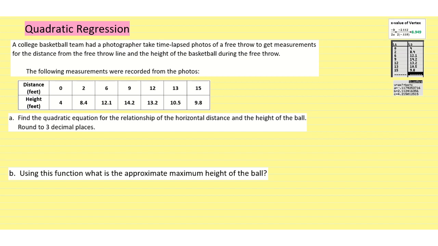Hello, this is Charlene. We are going to work a quadratic regression problem. Our word problem says a college basketball team had a photographer take time-lapse photos of a free throw to get measurements for the distance from the free throw line and the height of the basketball during the free throw. The following measurements were recorded from the photos.